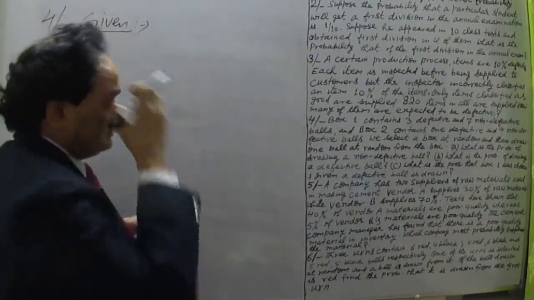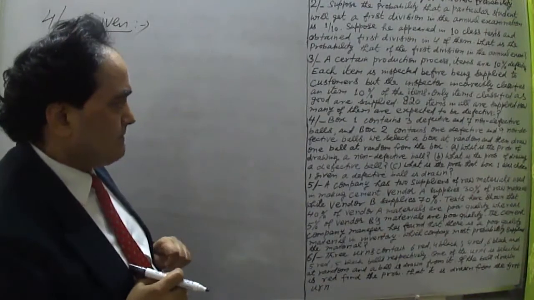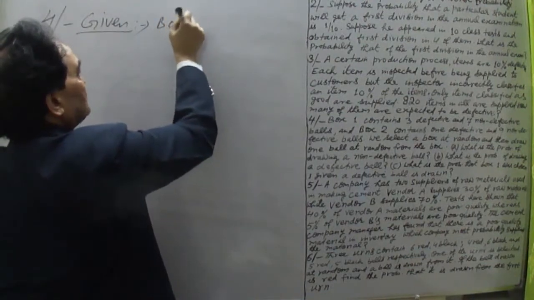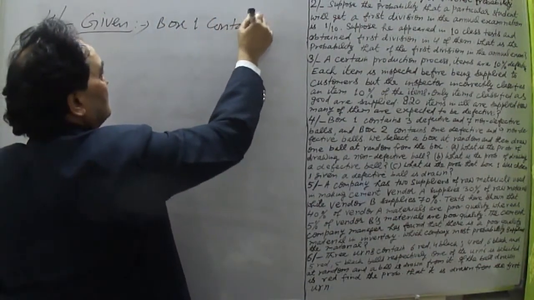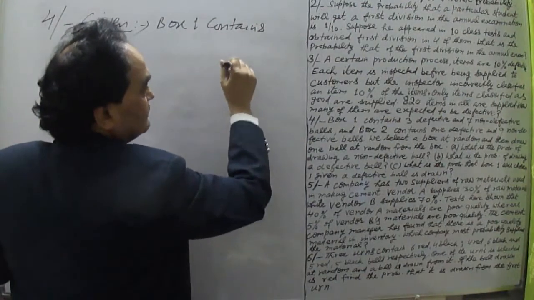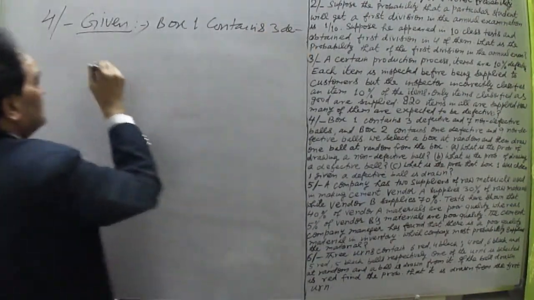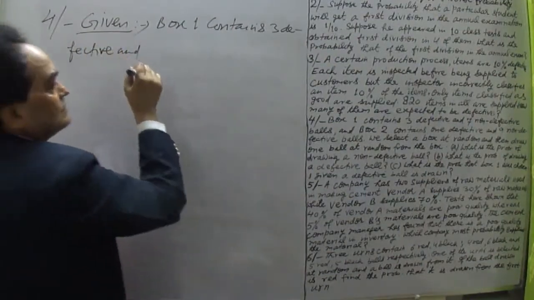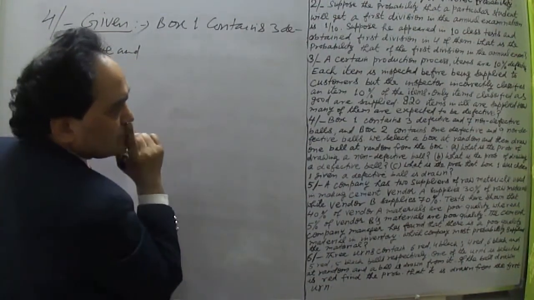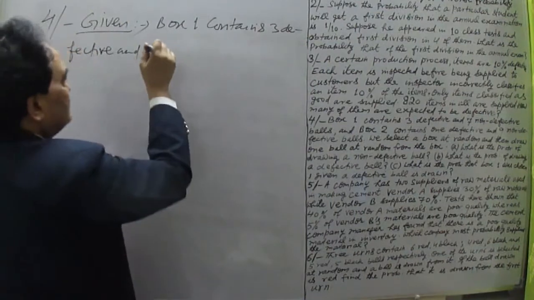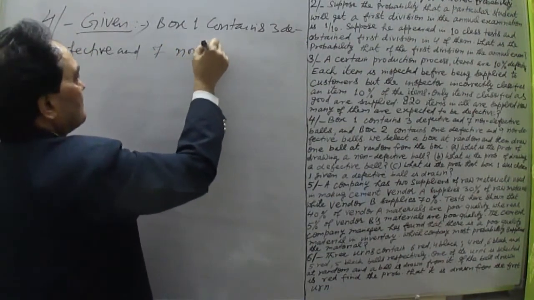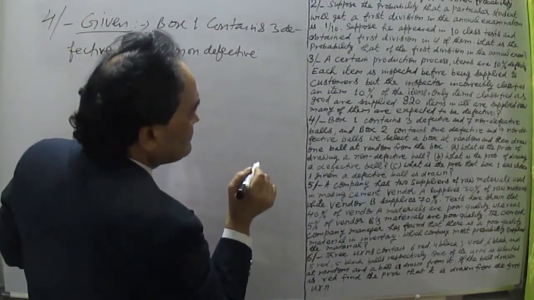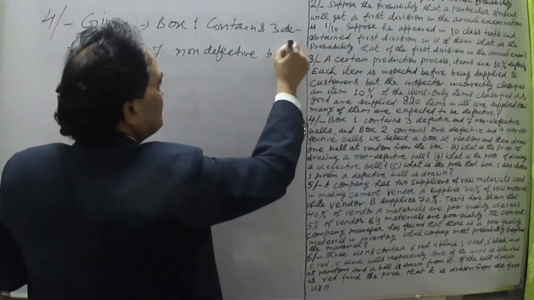Question number 4 says we are given that box 1 contains 3 defective and 7 non-defective balls. Yes, 3 defective and 7 non-defective balls.